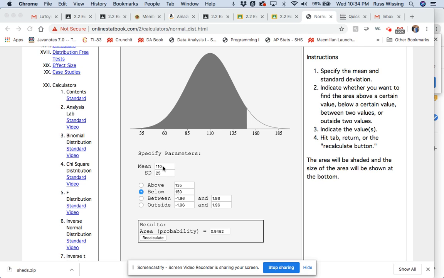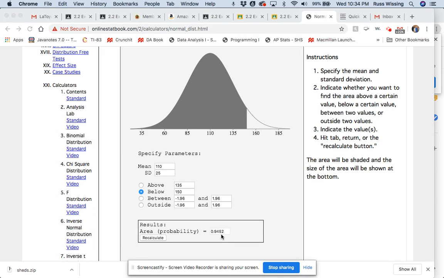So on the calculator, I can put in the mean and standard deviation, and I want to say what percent is below 150. And then when I hit recalculate, it tells me I'd be at the 0.945 or the 95th percentile. So that's how you do the first one.